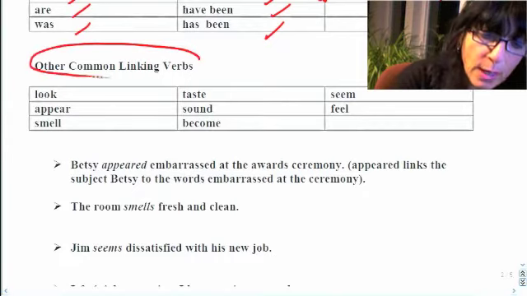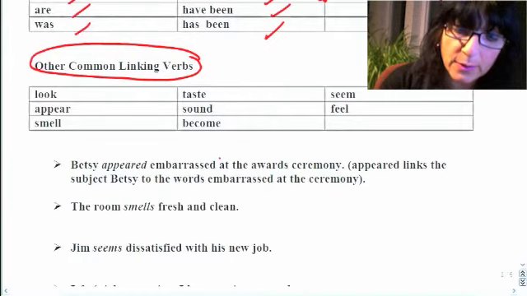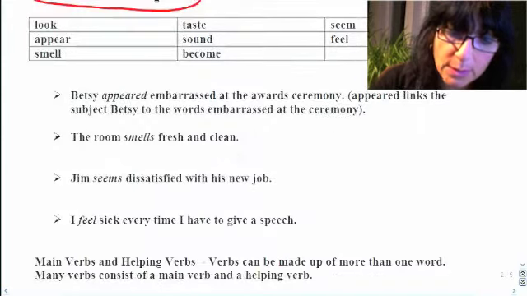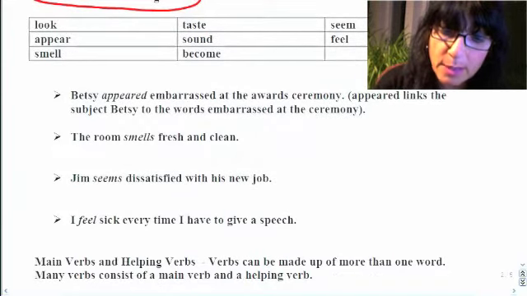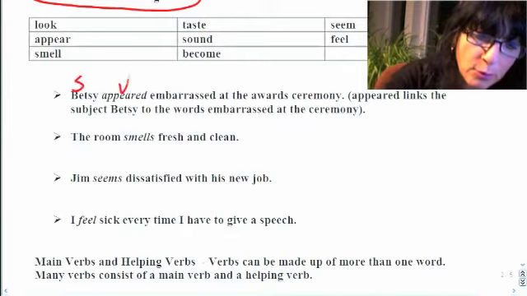And here are a few other common linking verbs: look, appear, smell, taste, sound, become, seem, and feel. Those are other linking verbs. Let's look at a couple more examples to clarify. Betsy appeared embarrassed at the awards ceremony. Your subject is Betsy. Your verb is appeared.